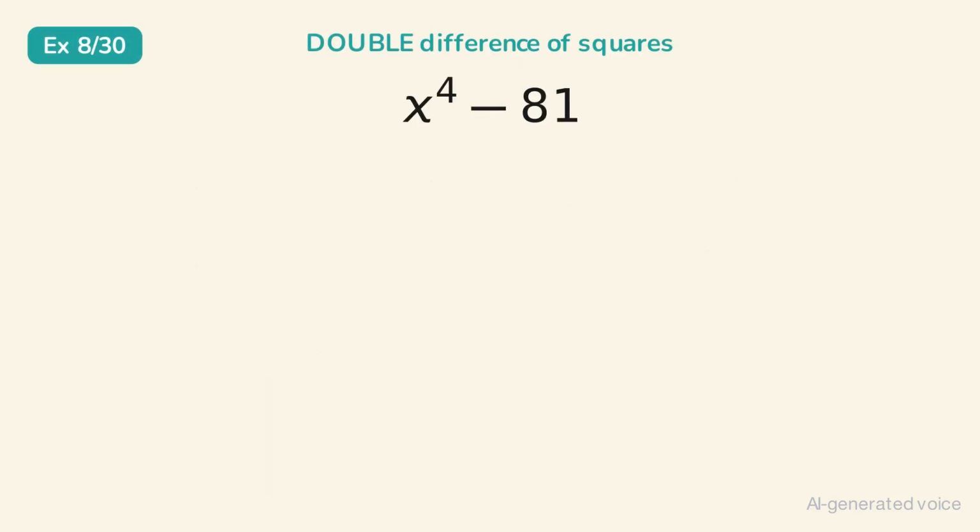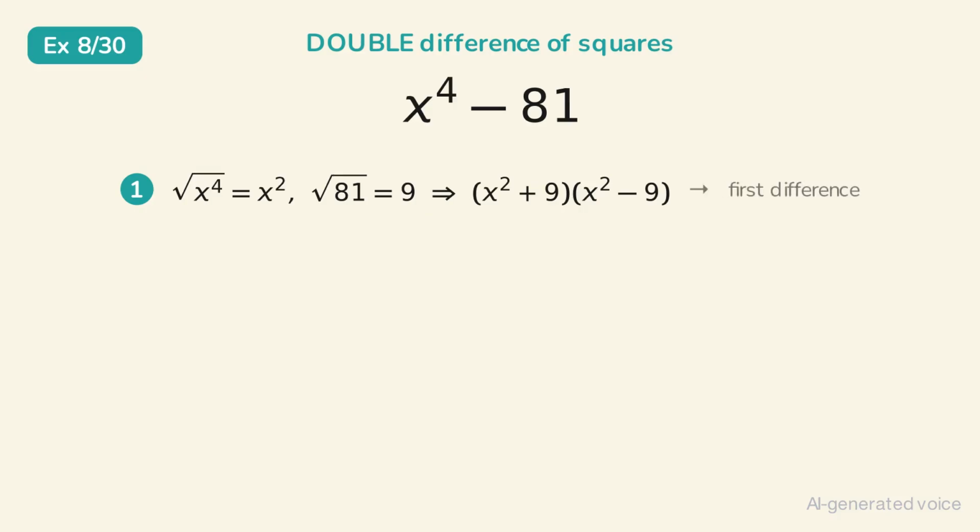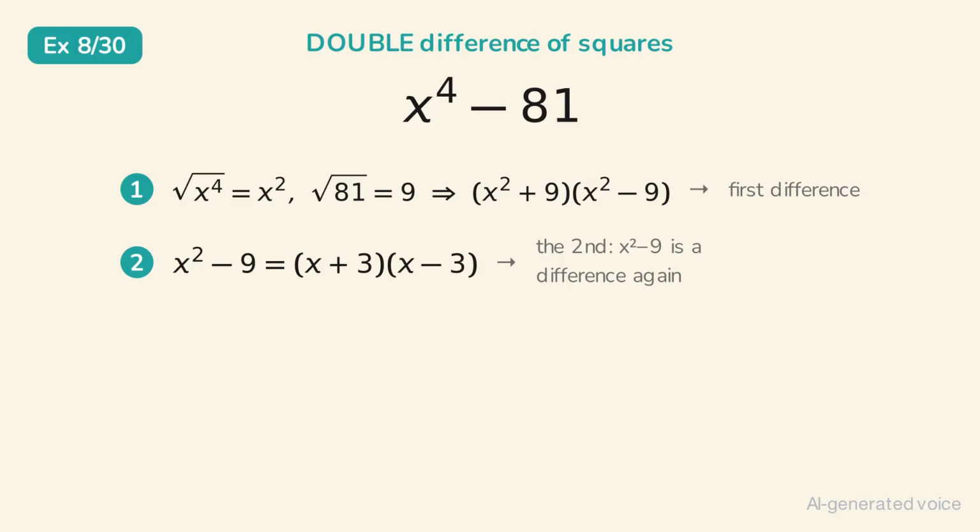This one is beautiful. It's a difference of squares that factors twice. Let's factor x to the fourth minus 81. Both are perfect squares, x to the fourth and 81, which is 9 squared. We take roots. Root of x to the fourth is x squared, and root of 81 is 9. We get (x squared plus 9) times (x squared minus 9). But watch the second parenthesis. x squared minus 9 is again a difference of squares, so we open it.